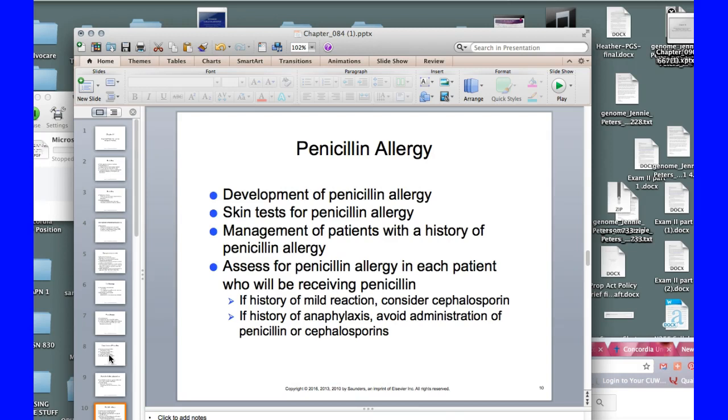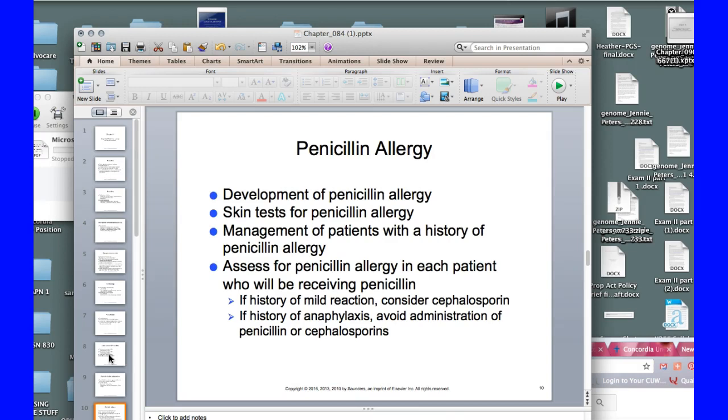Now, if there's a mild reaction to penicillin, you can go to the cousin or brother of that and go to the next class over, which would be your cephalosporins. But if they've had any history of anaphylaxis, you don't want to give any penicillin or cephalosporins because they're so closely related in how they're made. So if you're going to remember anything from this lecture on penicillins, remember that penicillin allergies are common.